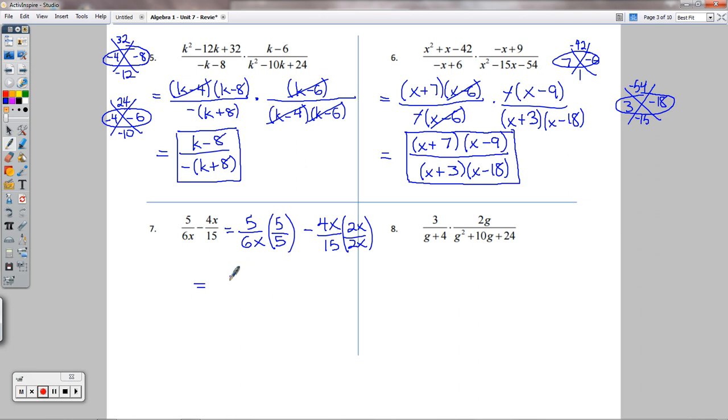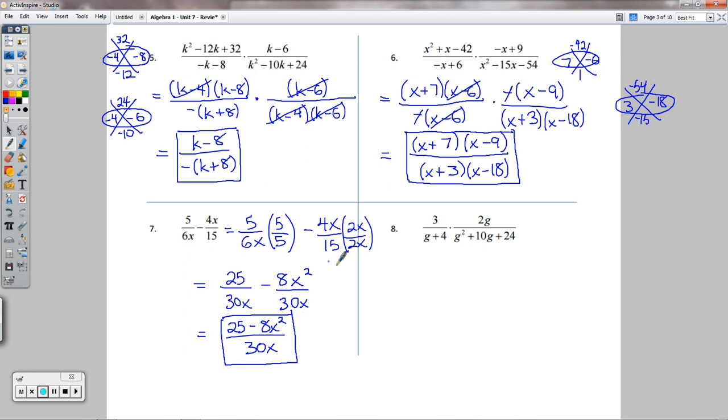So if we multiply things together here, we've got 25 over 30x for that one. And here we've got negative 4 times 2 would be 8, so negative 8, and then x times x is x squared. And this would be 30x on the bottom as well there. We put things together. The denominators are the same. Now we can just add the numerators together. And there's nothing we can factor out of 25 and negative 8x squared, so there's nothing else really to do with that one. That would be a fully factored final answer for that one.